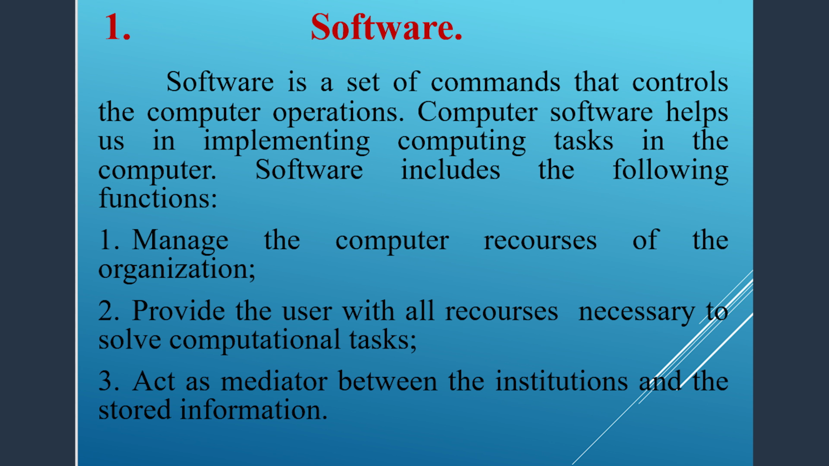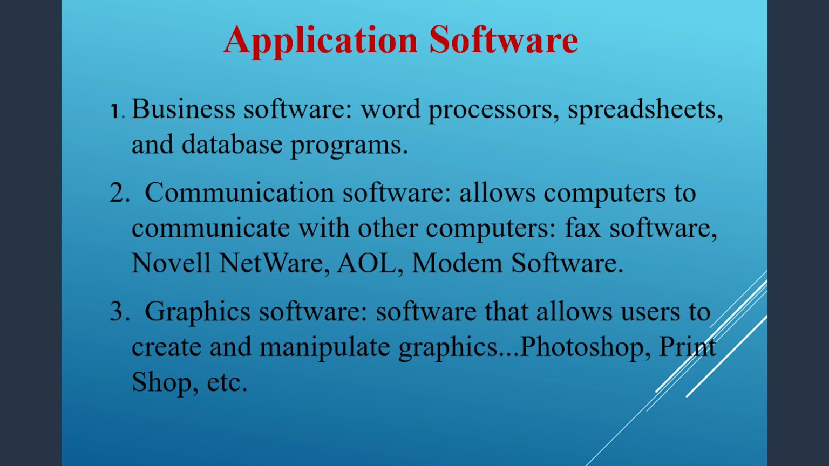So, second is application software. What is this? Business software: word processors, spreadsheets, and database programs. Communication software allows a computer to communicate with other computers, like fax software and network software. Graphics software allows users to create and manipulate graphics, like Photoshop, Print Shop, and etc.